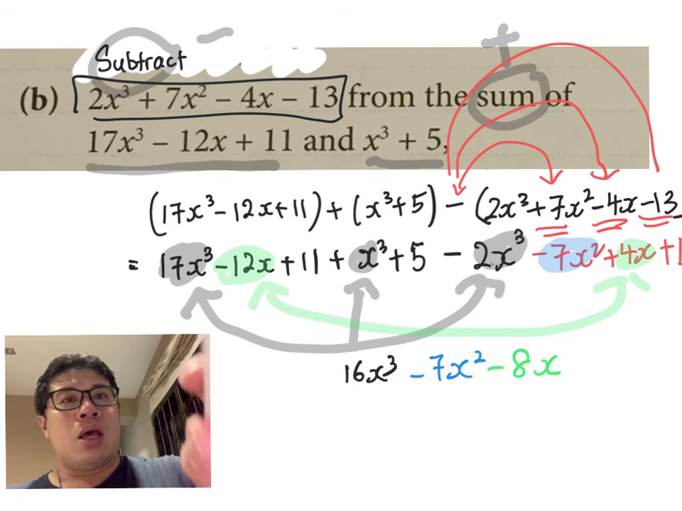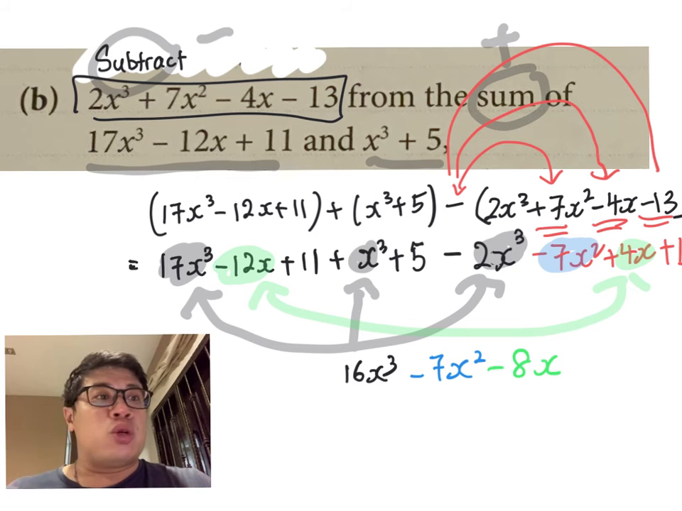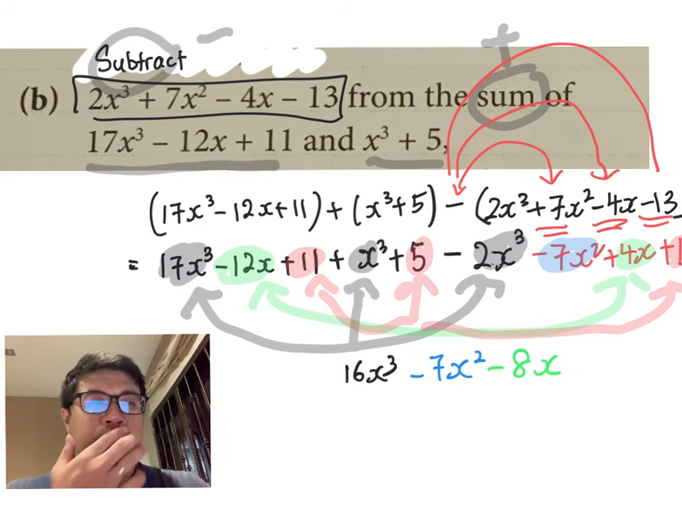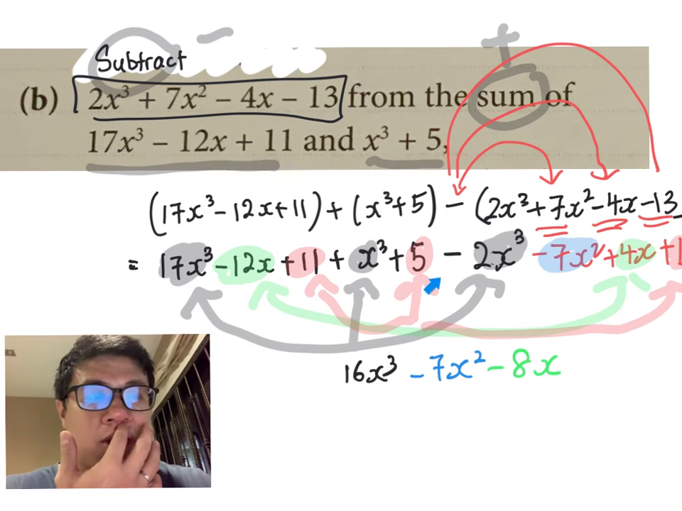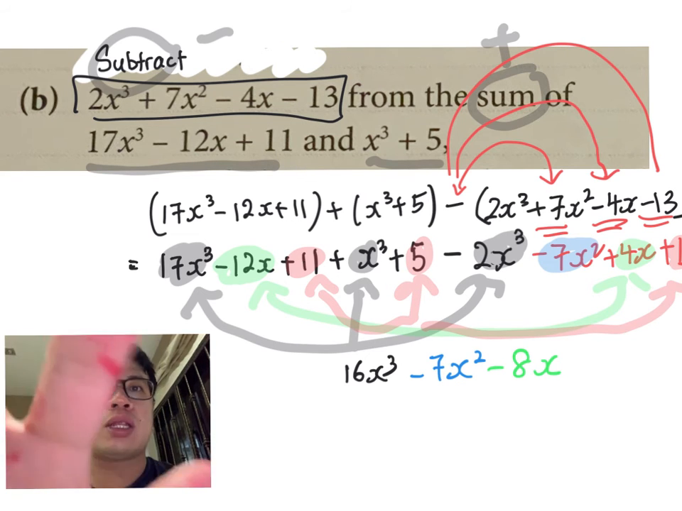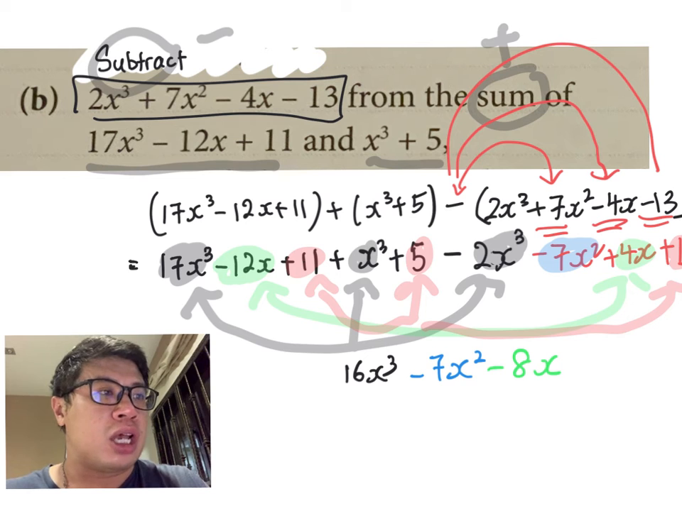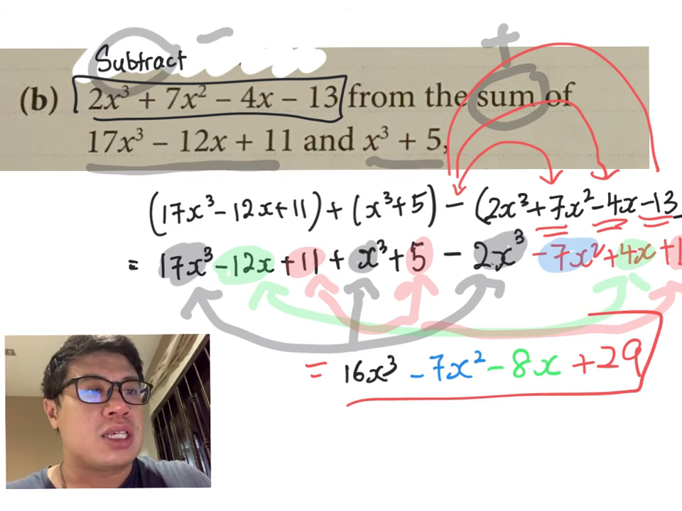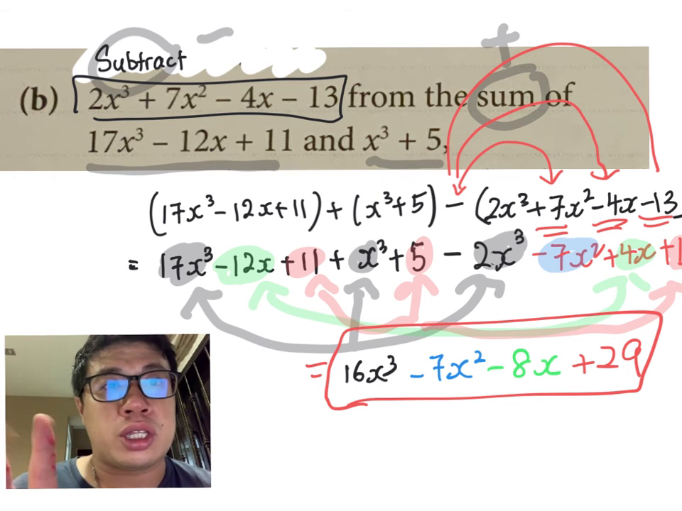Last but not least, let's look for the constants. The constants are left behind. There's a positive 11, there's a 5, there's a 13. So now we add them together. 11 plus 5 gives you 16. 16 plus 13 gives you 29. And your final answer is 16x cubed minus 7x squared minus 8x plus 29. This is the final answer for question 10b.